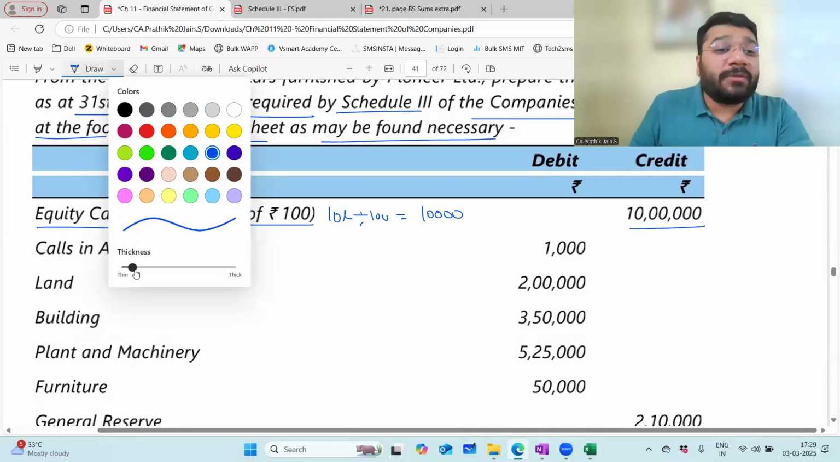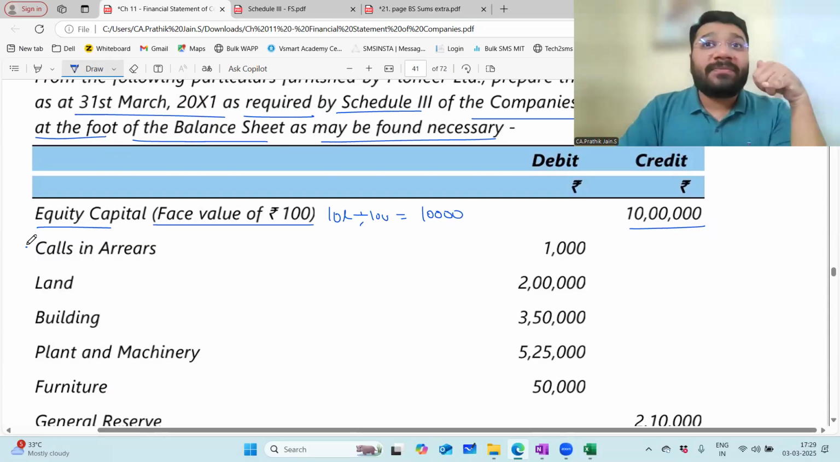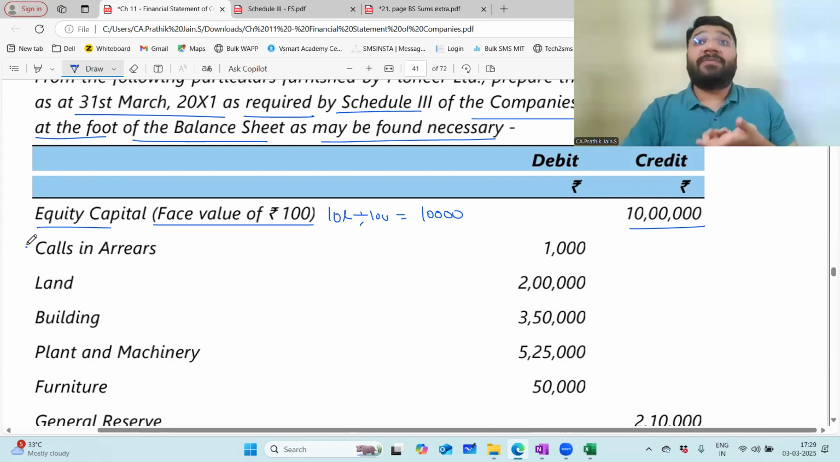Next is calls in arrear. Calls in arrear means what? We have made the call. First call, second call, allotment money call, all the calls are made, but the person did not pay the money. This is the money I'm yet to receive. When will I receive? In future. Anything that I receive in future is an asset. Asset has what balance? Debit balance.